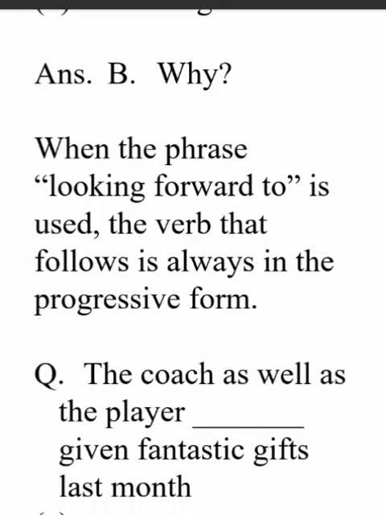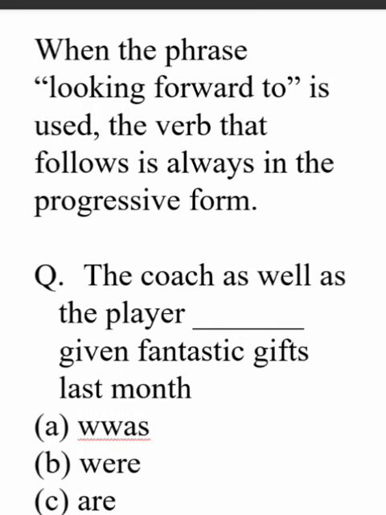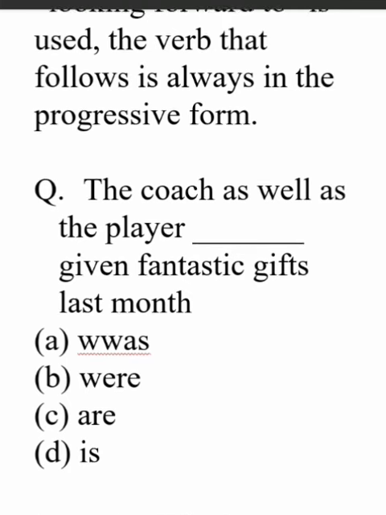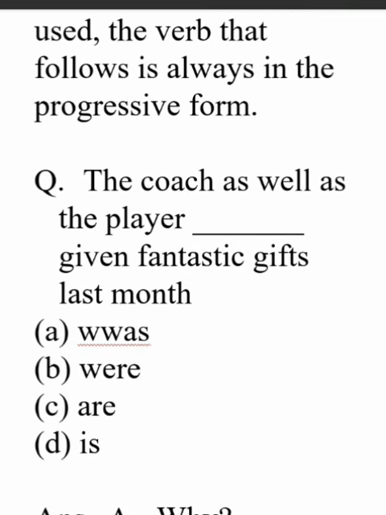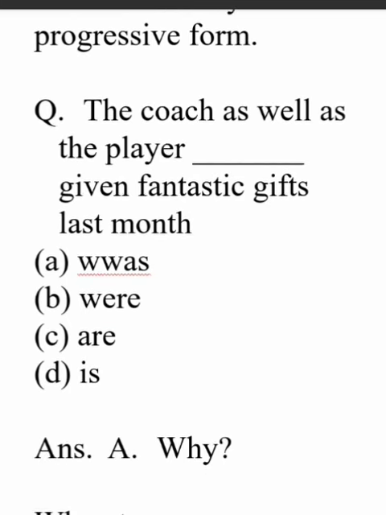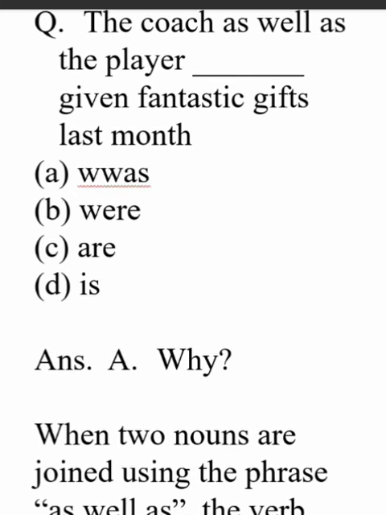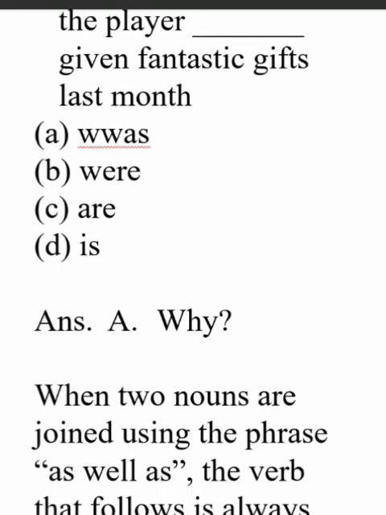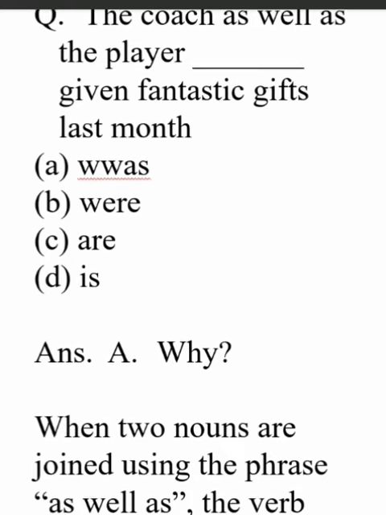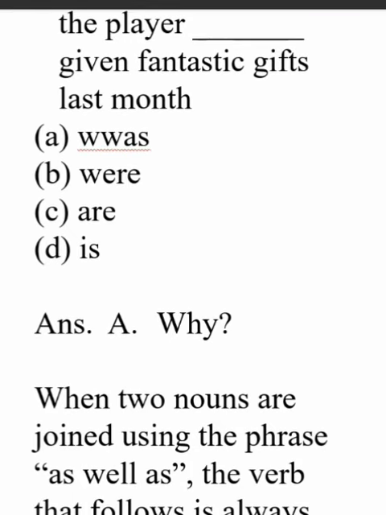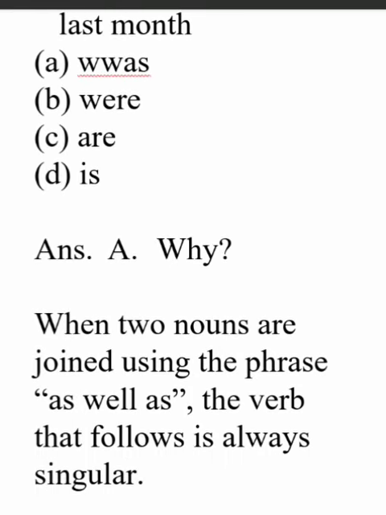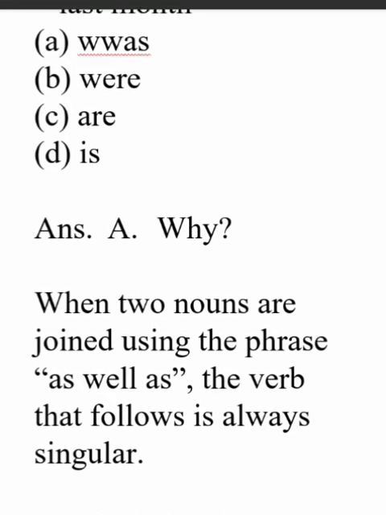Question. The coach as well as the player dash given fantastic gifts last month. A. Was. B. Were. C. Are. D. Is. Answer: A. Why? When two nouns are joined using the phrase as well as, the verb that follows is always singular.